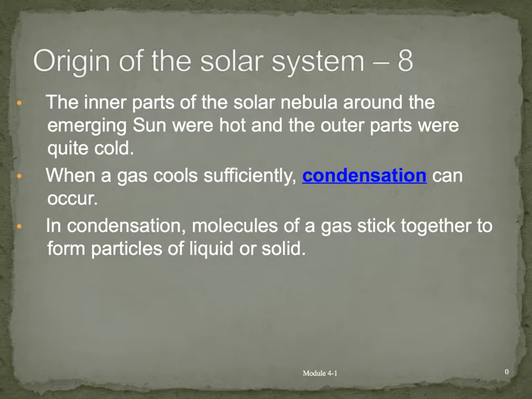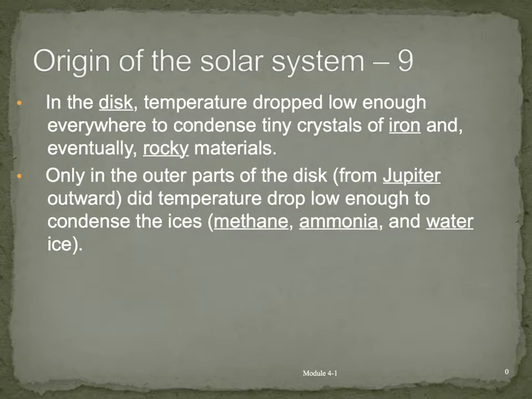The inner part of the solar nebula around the emerging Sun was very hot, and the outer parts were very cold. In the colder areas, the gas cooled quickly enough that it condensed to form liquid or even solids. In the disk, the temperature dropped low enough everywhere to condense tiny crystals of iron and eventually rocky materials. Only in the outer planets of the disk, Jupiter, Saturn, Uranus, and Neptune, did the temperature drop low enough to condense the ices, which are methane, ammonia, and water ice.